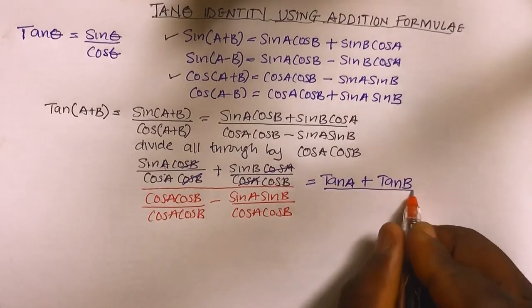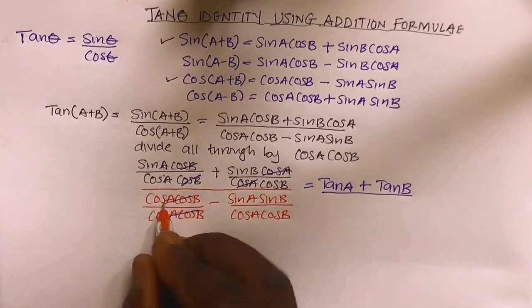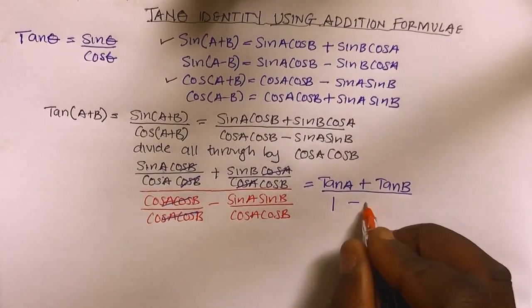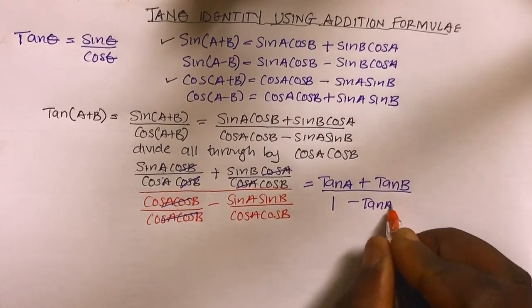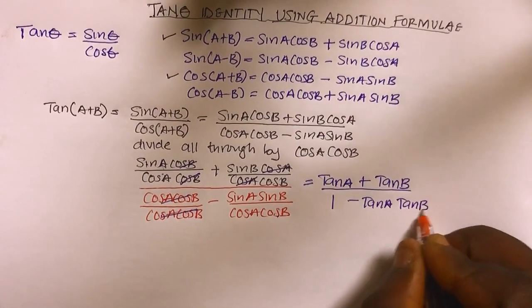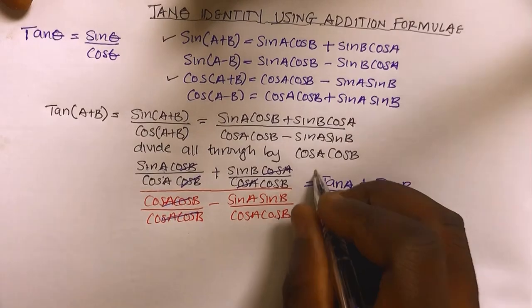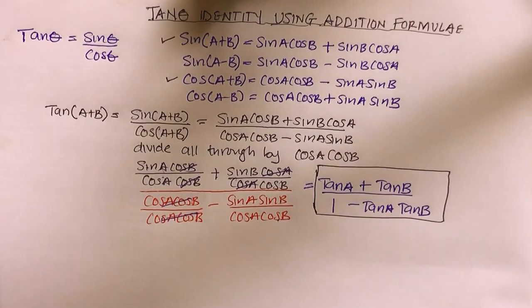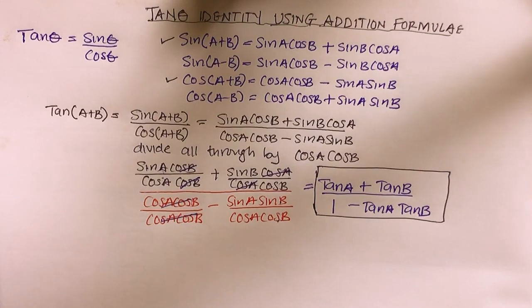All divided by, looking at this, it will cancel, I'm having 1 minus sine A over cos A, that's tan A, then sine B over cos B, that's tan B. So this is the first identity for tan using the addition formula. Then let's go ahead and prove the second identity.